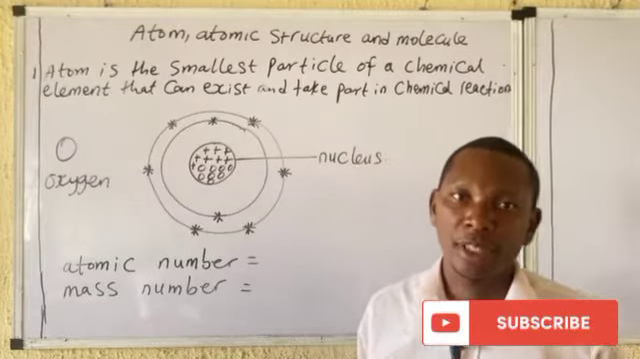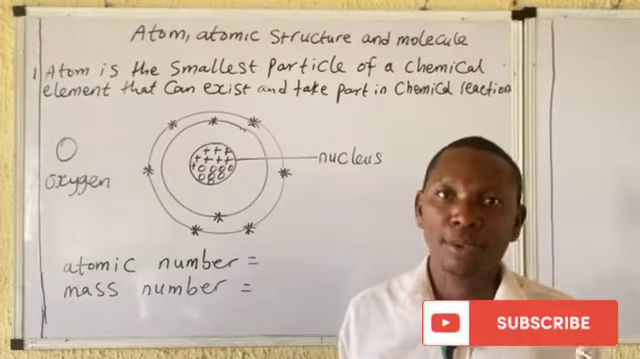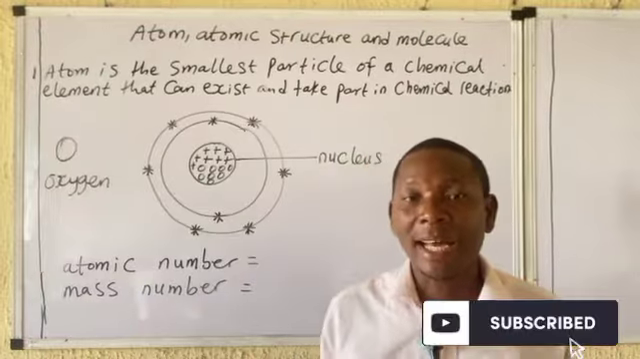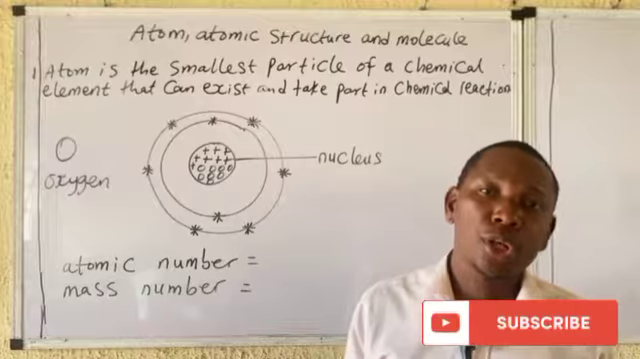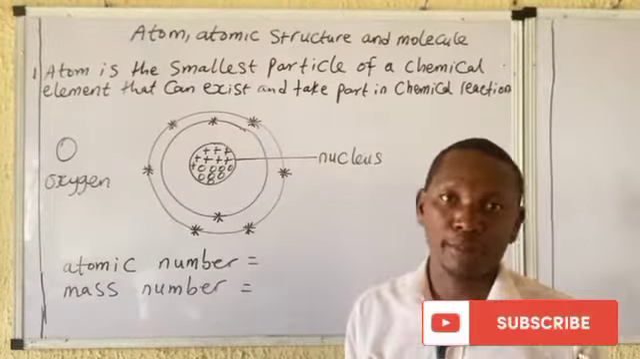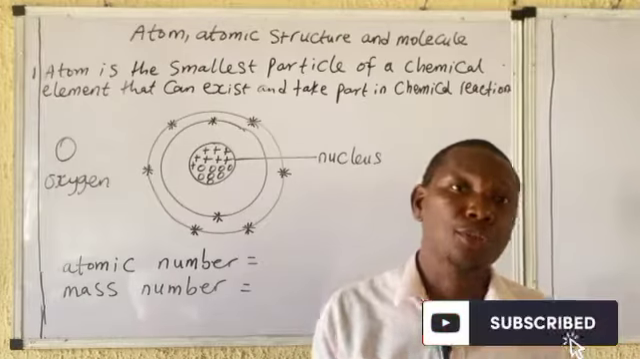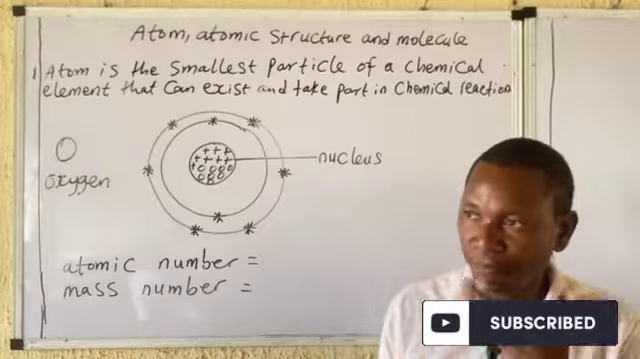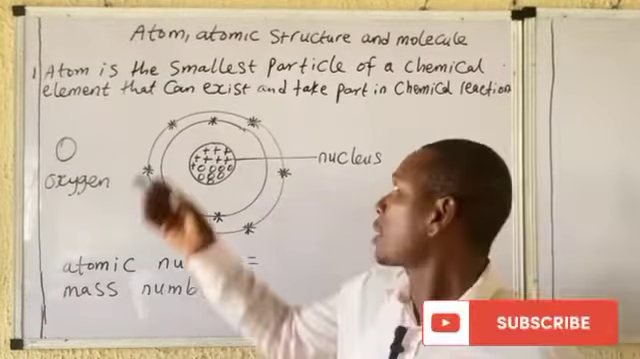What is an atom? An atom is the smallest particle of a chemical element that can actually exist and take part in a chemical reaction. Know that the smallest bit of anything is regarded as the atom of that particular thing. So a basic unit of the element is actually what we regard as what? The atom. Now, let's talk about atomic structure.